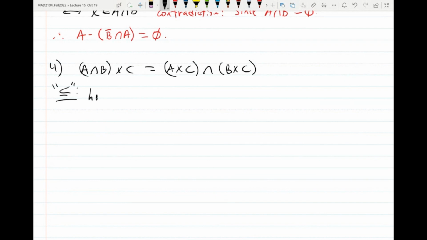So I have to start with an element on the left and show there will be an element on the right. Yes? Now, how does an element on the left look like? How does it look like? To make this easier, how should I write? Should I just write this?